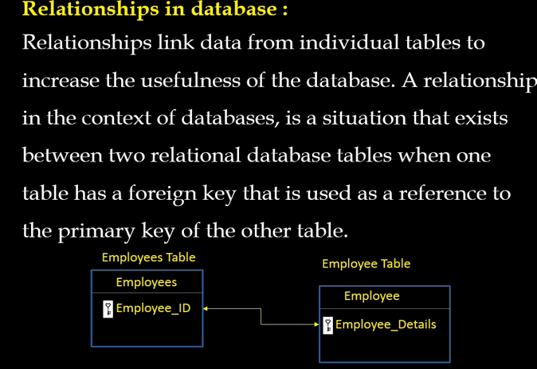Now let's see relationships in a database. What is a relationship? Relationships link data from individual tables to increase the usefulness of the database. A relationship in the context of a database is a situation that exists between two relational database tables when one table has a foreign key that is used as a reference to the primary key of the other table. When the tables have a relation between them, they can share information with one another.